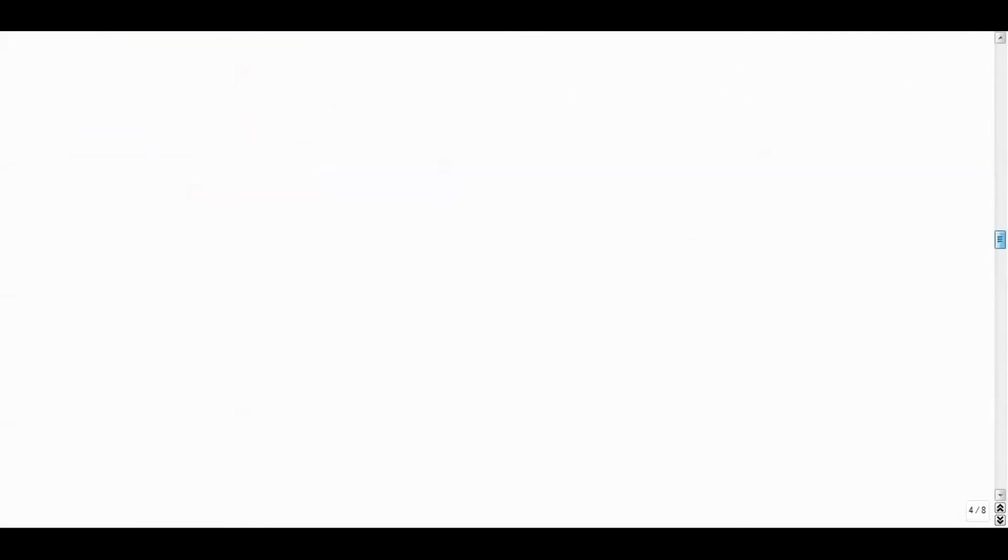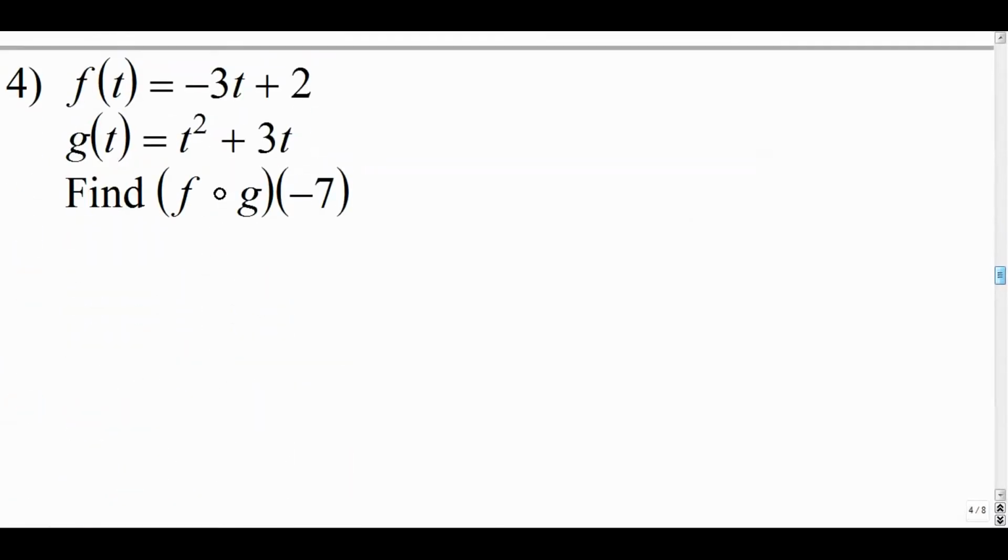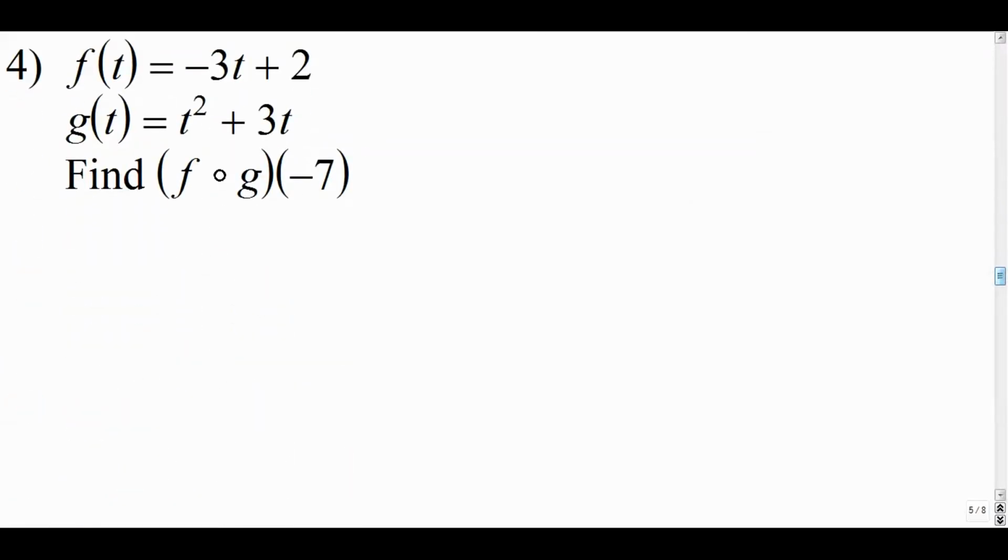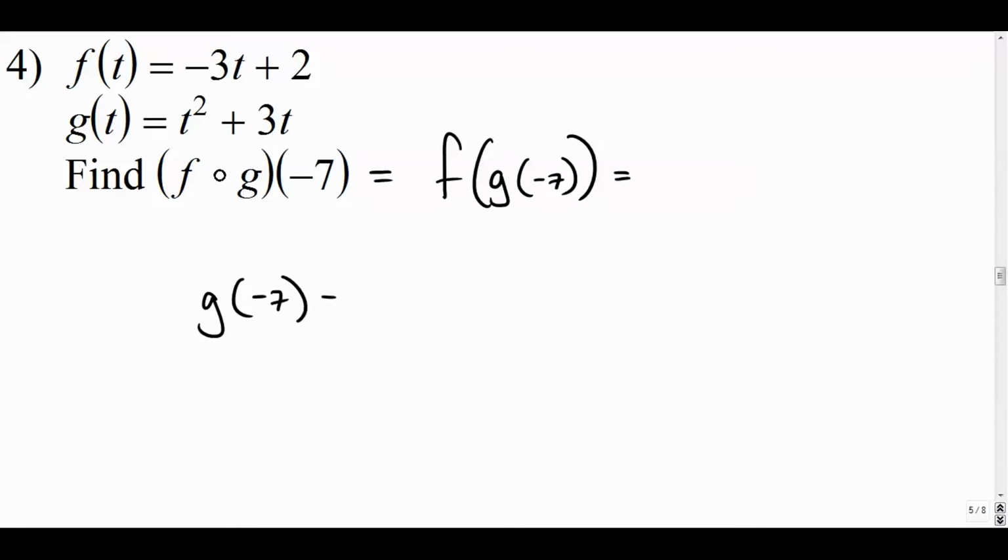That's a good answer. A couple more here. Getting some actual numbers now. This is f of g of negative 7, a composite. So what I want to do first is find g of negative 7. We're kind of working from the inside out now. I'm going to plug negative 7 into g and see what I get.